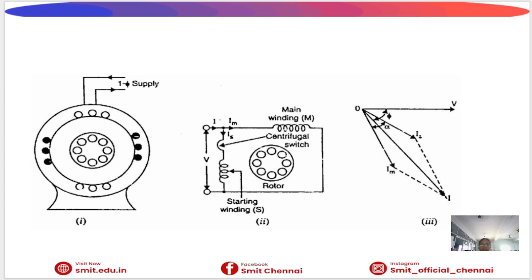Operation of split-phase induction motor. When supply is given, the main winding carries current IM and the starting winding carries current IS. Due to different impedance, a phase difference of about 25 to 30 degrees is produced, creating a weak rotating magnetic field that starts the motor.